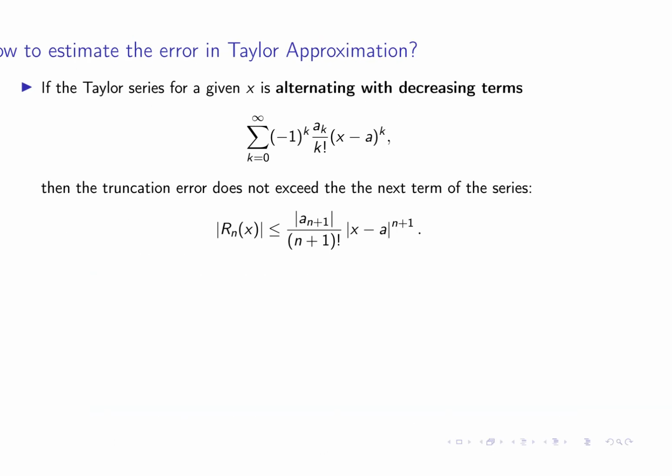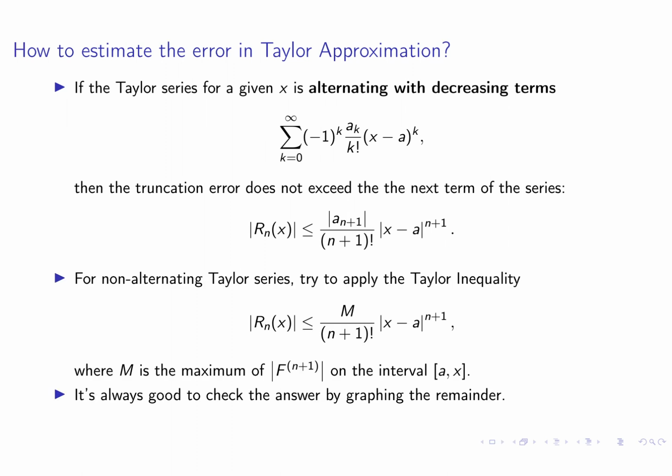In practice, how do we estimate the error in Taylor approximation? The easiest case is when the Taylor series happens to be alternating with decreasing terms. We've already encountered a number of such examples: the Taylor series for sine, for cosine, for logarithm, for arctangent, the binomial series, and so on. Let's recall that for such alternating series, when we truncate a series, the truncation error does not exceed the next term in the series. In the case of a more general Taylor series, we can't use this inequality, but we can use the Taylor inequality to estimate the truncation error.